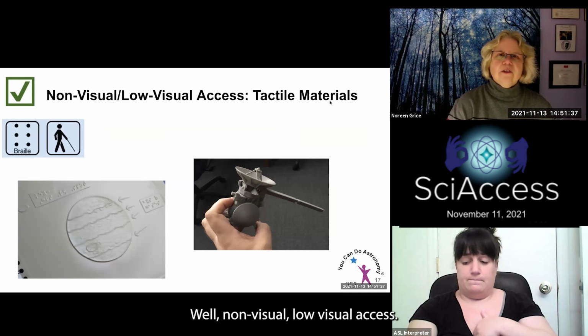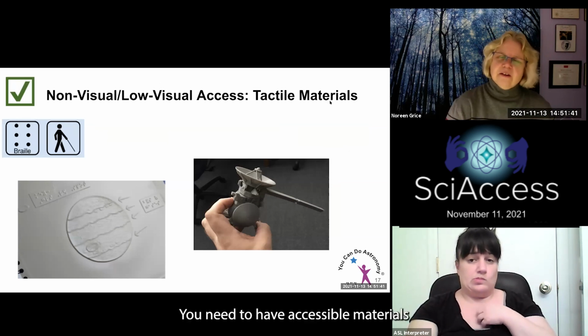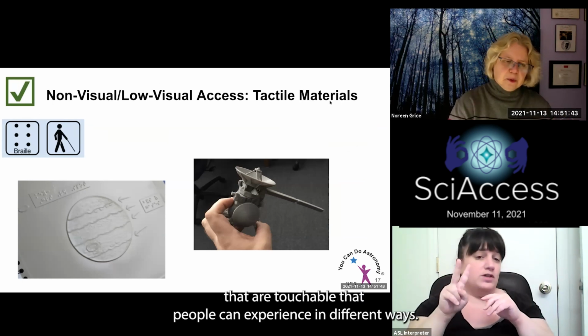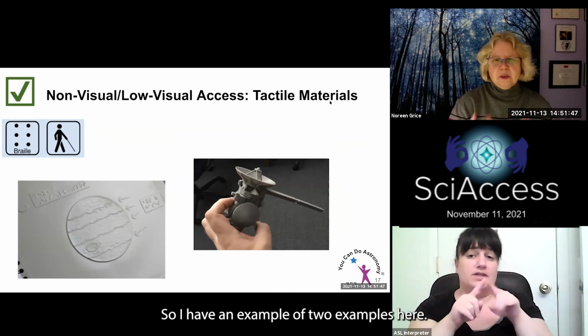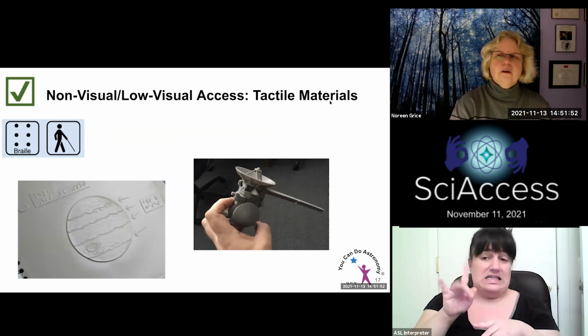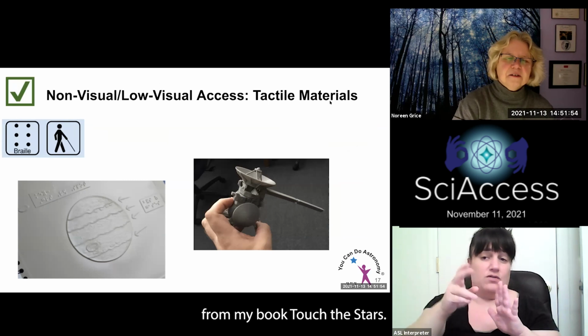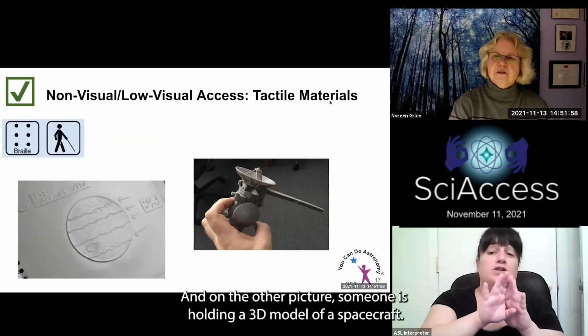Well, for non-visual, low visual access, you need to have accessible materials that are touchable, that people can experience in different ways. So I have two examples here. One is a tactile picture of Jupiter from my book, Touch the Stars. And on the other picture, someone is holding a 3D model of a spacecraft.